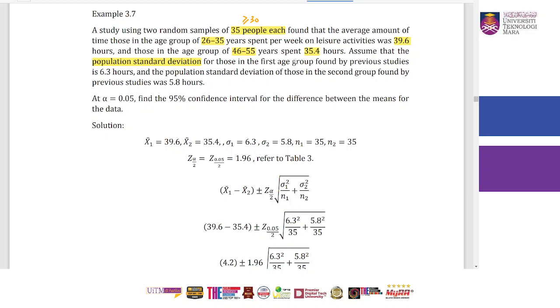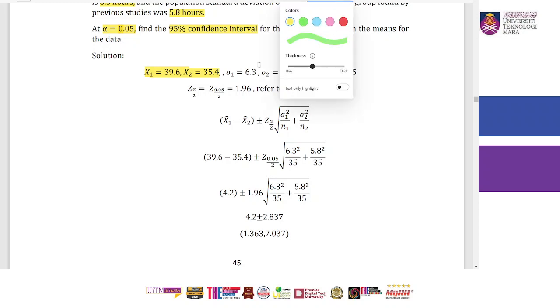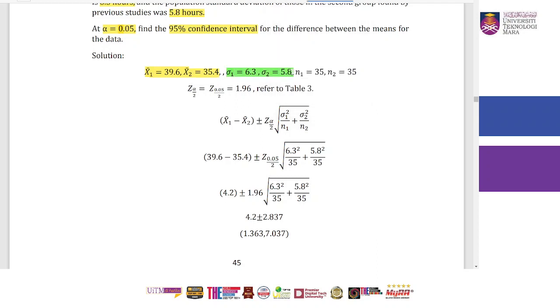Right? So here it gives you the population standard deviation to be 6.3 hours for group 1 and 5.8 hours for the second group. Okay, and then they ask you to find at 5% level of significance, find the 95% confidence interval. Okay, for the difference. So here kita dah identify X bar 1, tadi kita dah beri sama dengan 39.6, and then you have the X bar 2 equal to 35.4. And then for the known variance, we have sigma 1 and sigma 2 equal to 6.3 and 5.8. And then for the third one, we have N1 equal to 35 and N2 equal to 35.